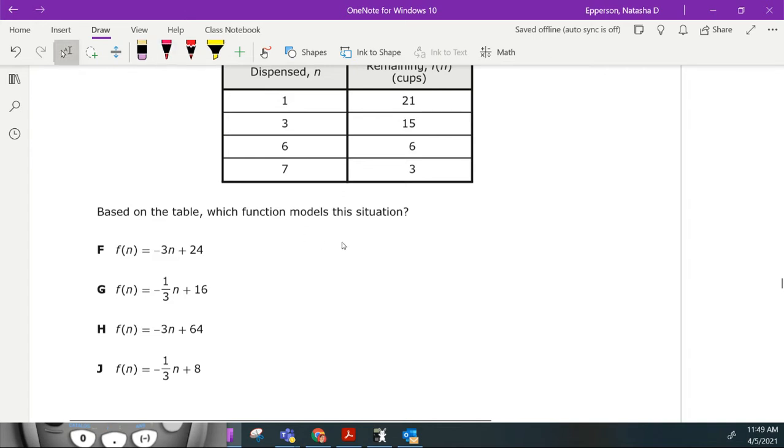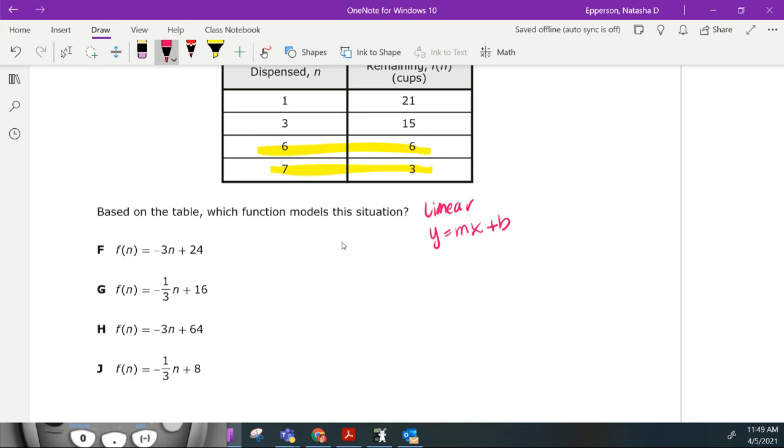Now, if I look at all my answer choices, these are all linear equations in the form y is equal to mx plus b. So the first thing I need to do is identify my slope. I'm going to pick 2 points. Doesn't matter which 2 points. I'm going to pick these two.